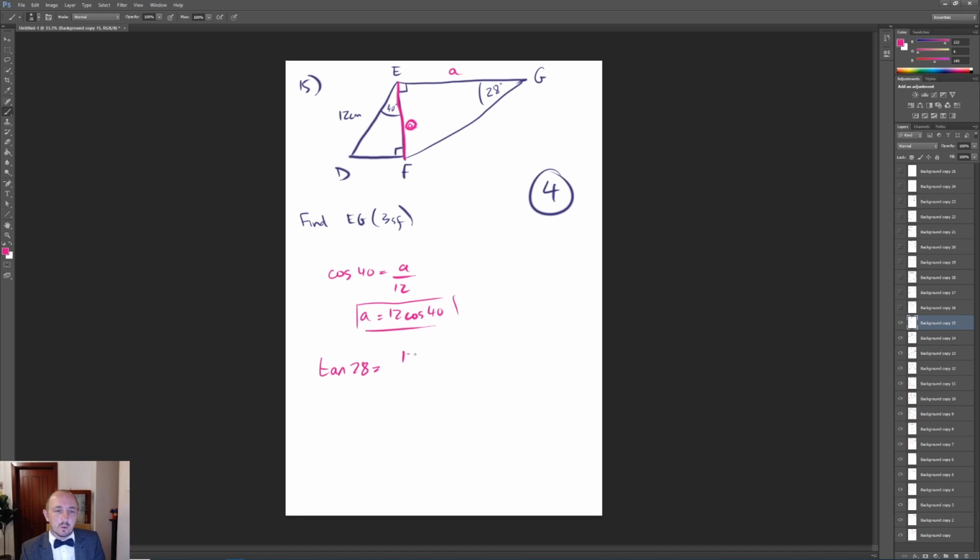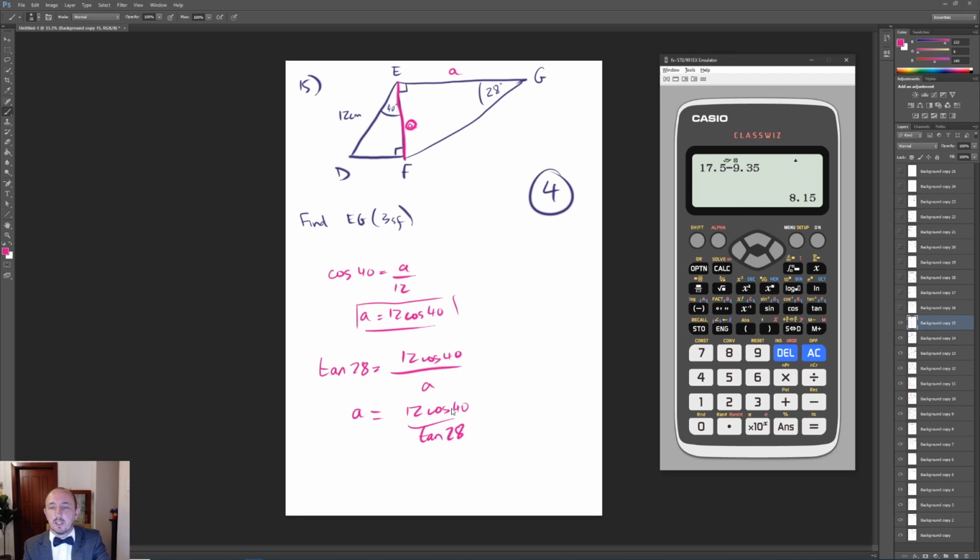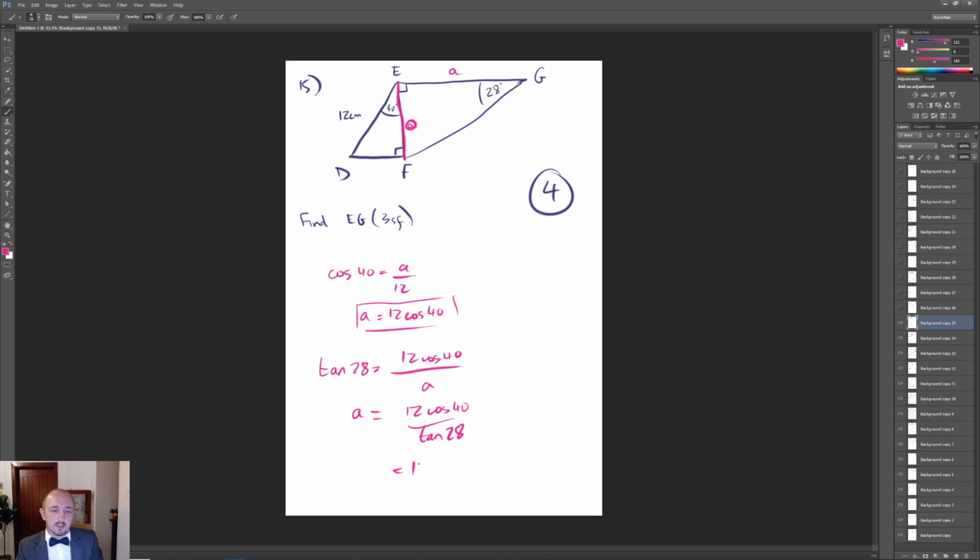So we're going to do 12 cos 40 over the adjacent, which we're actually trying to find out, and we can rearrange this to get 12 cos 40 over tan 28. So 12 cos 40 divided by tan 28, and we get 17.3 to 3 SF.